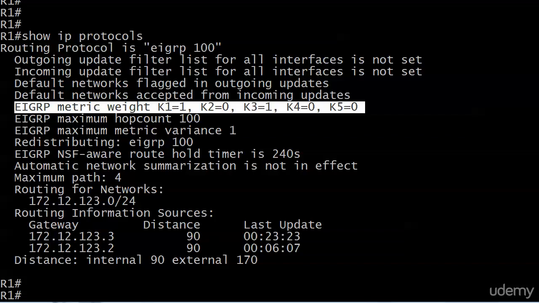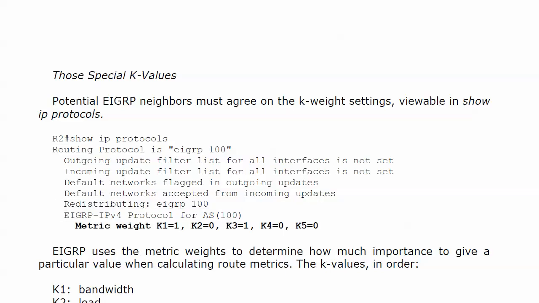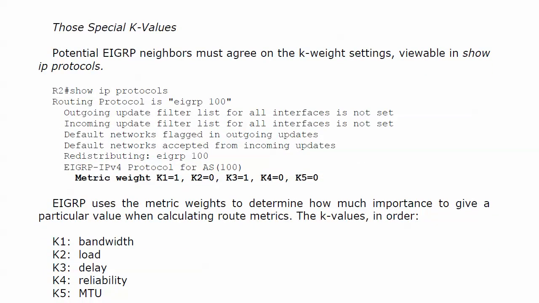Here we've got K1 set to 1, K3 set to 1, and K2, 4, and 5 are set to 0. Well, the metric weights, here's where they come in. This tells EIGRP how much relative importance to give a particular value when coming up with the route metrics. And knowing the K values in order, I think, is a good idea: 1, 2, 3, 4, 5: bandwidth, load, delay, reliability, and MTU.